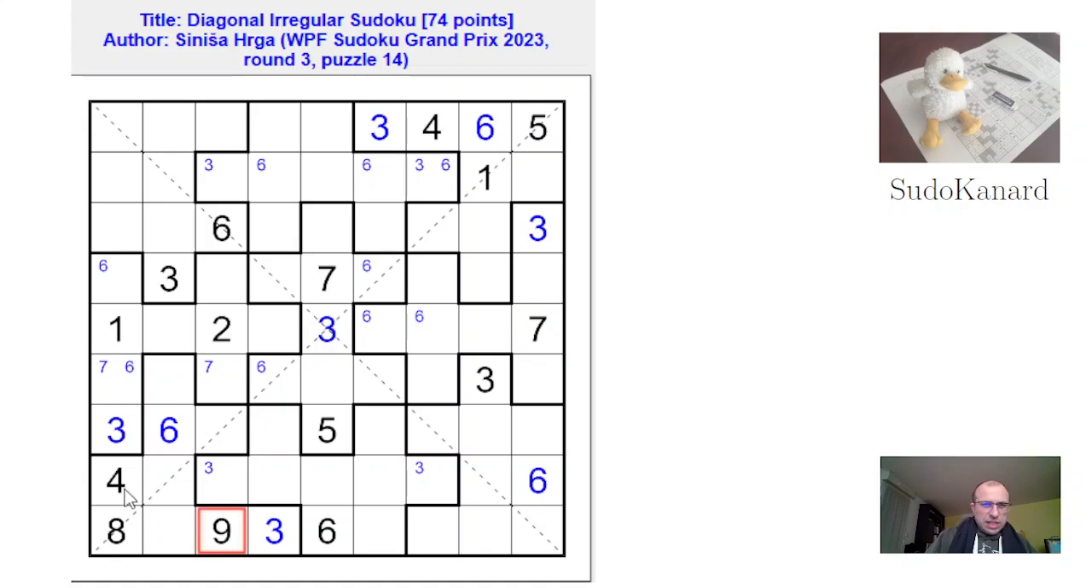Something I'm seeing is that 4 and 9 don't go here. And actually 4 doesn't go here. So 4 on the diagonal must be also in those cells. So we have a 4-6 pair here. And now 9 does not go here. So on this diagonal, 9 can only be here.